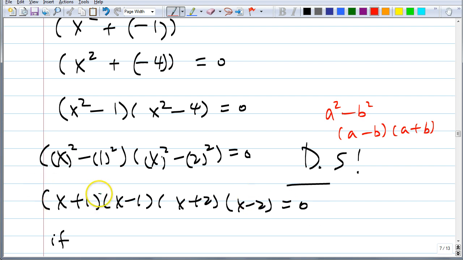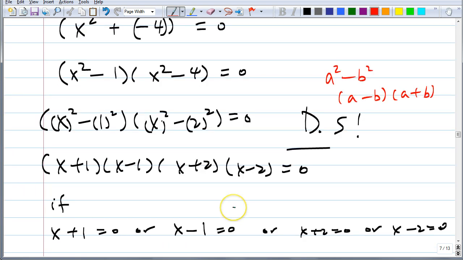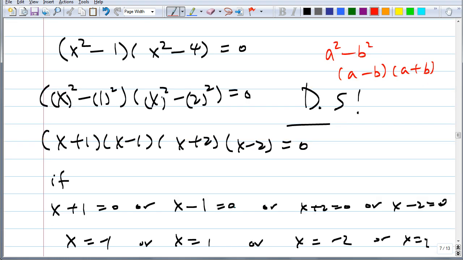x plus 1 equals 0 or what? How many ways are there for this to be 0? 4? What are those 4 ways? Whether x plus 1 equals 0 or what? x minus 1 equals 0 or what? x plus 2 equals 0 or x minus 2 equals 0. You're doing that already in your head. I want you to write this step out. Then, of course, Daniel, you're right. You get x equals negative 1, right? Add 1 to it, you get x equals 1. Subtract 2, add 2. That looks like 1, doesn't it?